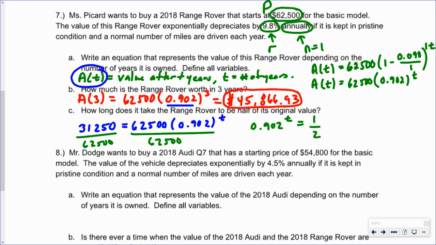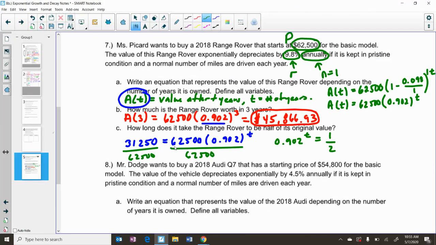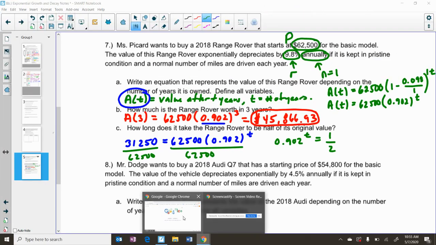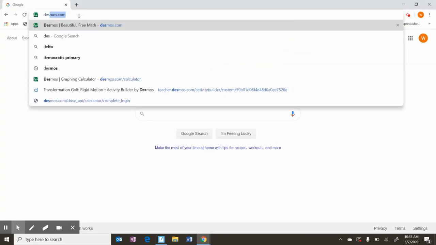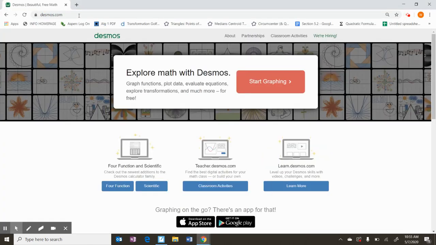Now there's an issue here. You do not have an algebraic technique right now to allow you to isolate t. It involves using something called logarithms, and if we had more time this year, we would have learned about logarithms, but we don't. But what you can do is use Desmos to help you solve this equation. So we're going to go to Desmos, and we are essentially going to solve a system of equations.